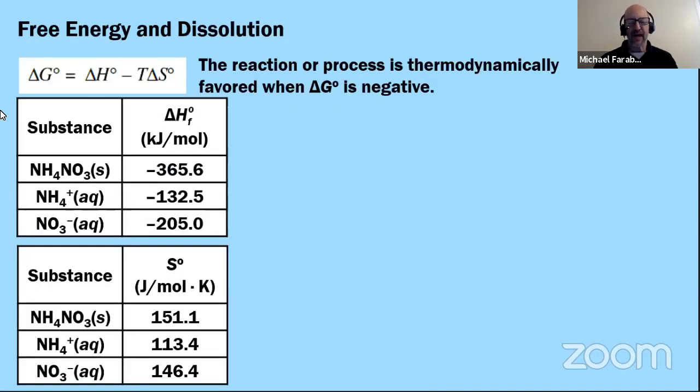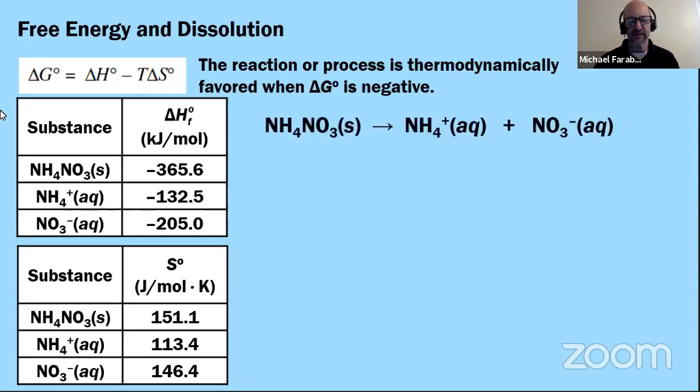All right, I want to talk about free energy of dissolution, then we're going to do some AP chemistry practice. Dissolution means dissolving in water. So I have a chemical called ammonium nitrate, NH4NO3, and I've got some delta H of formation data and entropy data on the left. So the dissolution of ammonium nitrate.